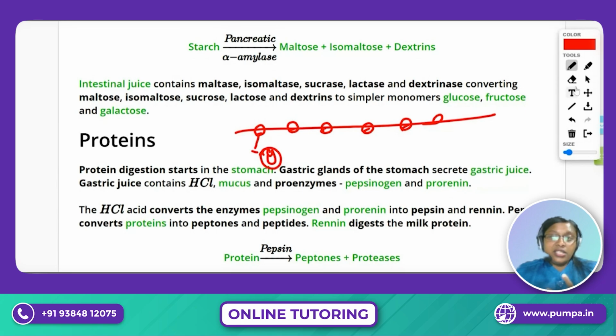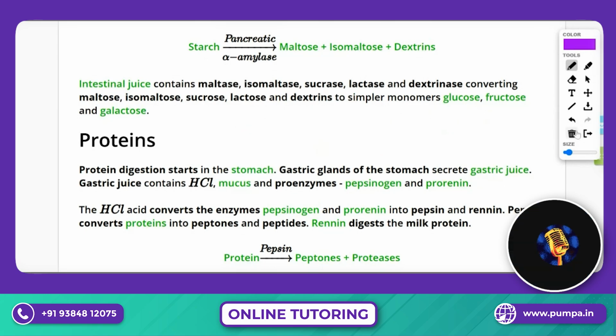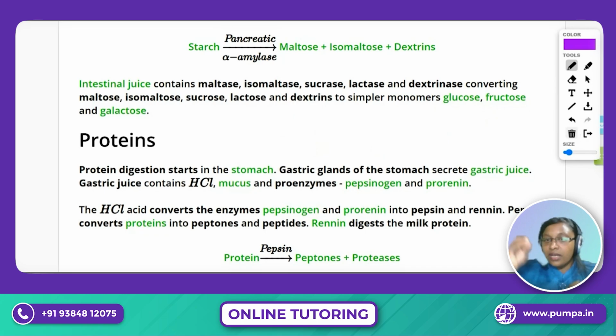And what are our digestive enzymes doing? They will be cutting this, and they will free the glucose molecules. So this is how carbohydrate digestion happens. Any doubts, children? Everyone? Okay, next we will be learning about how protein digestion is happening.